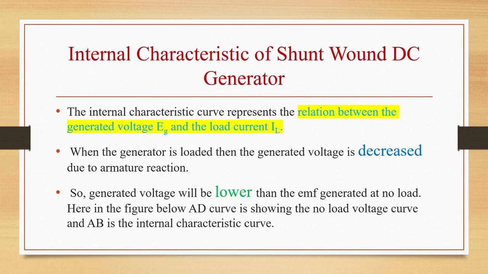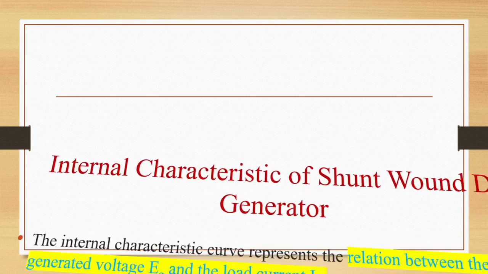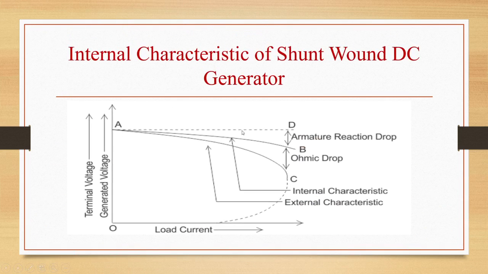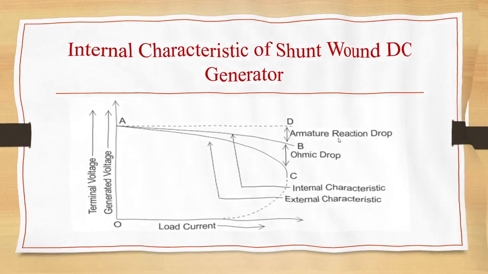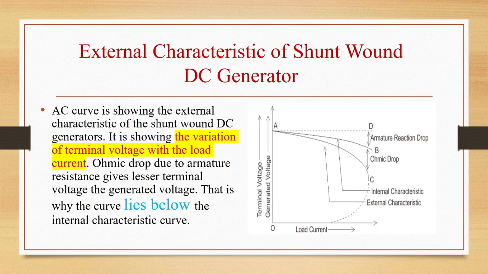When the generator is loaded, the generated voltage will decrease due to armature reaction, so the generated voltage should be less than the EMF generated at no load. In this figure, AD is showing the no load curve, AB is showing the internal characteristic, and AC is showing the external characteristics. AB is below AD because of armature reaction drop. Generated voltage versus load current for internal characteristics we are plotting, and this curve AB is below AD because of armature reaction drop. Now let us see the external characteristics.